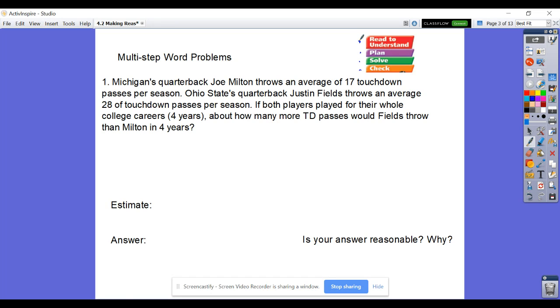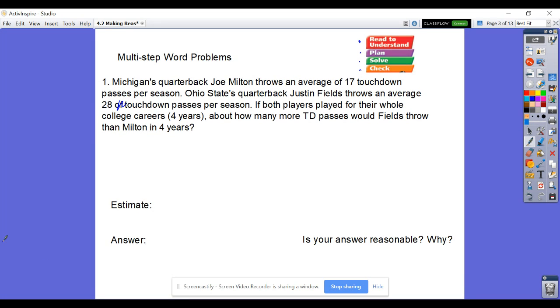Michigan's quarterback, Joe Milton, throws an average of 17 touchdown passes per season. And I totally made these numbers up. The quarterbacks are real, but the statistics are not. Apologies if you are a Michigan fan versus an Ohio State fan. I know Miss Holtz loves Ohio State, so I wrote this one for her. Ohio State's quarterback, Justin Fields, throws an average of 28 touchdown passes per season.